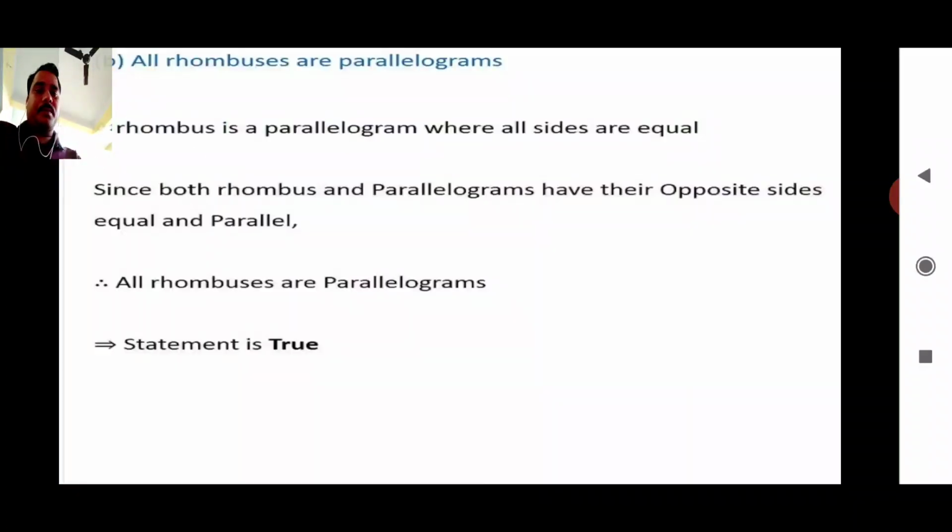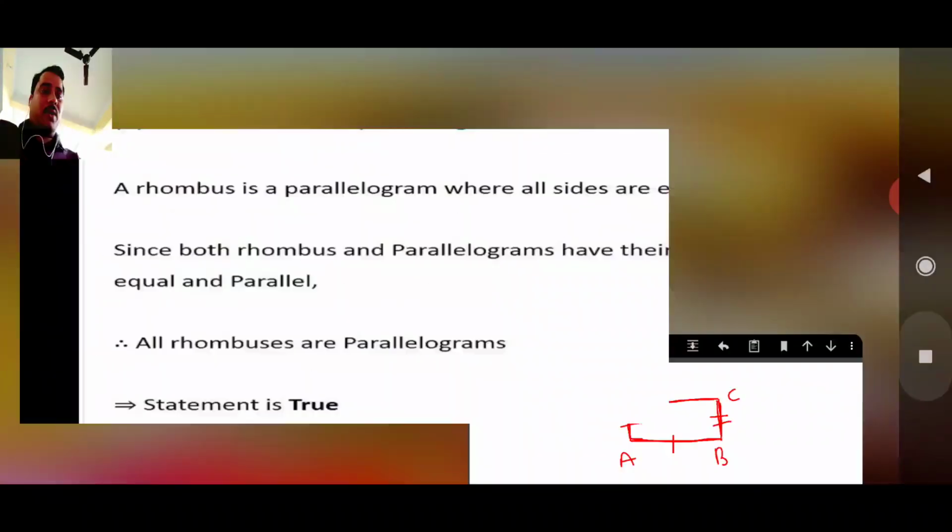Second one, all rhombus are parallelogram. We have already discussed that a rhombus belongs to the parallelogram family, meaning a rhombus holds all properties of a parallelogram and also properties of a kite. So a rhombus is a parallelogram where all sides are equal. Since both rhombus and parallelogram have their opposite sides equal and parallel, all rhombus are parallelogram.